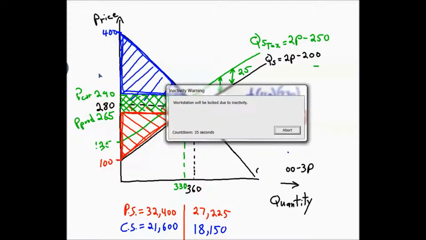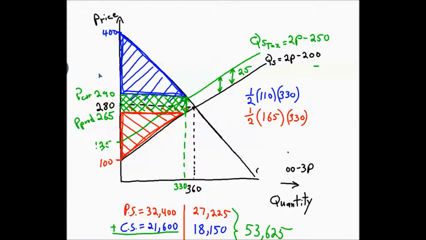So the total surplus after the tax would be $53,625, and the total surplus before the tax, $54,000. So I hope you can see that there's a loss, a deadweight loss of the difference between 54,000 and 53,625. So I get a dead weight loss of 375.